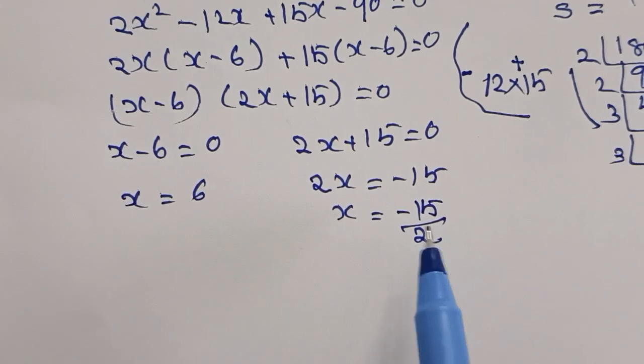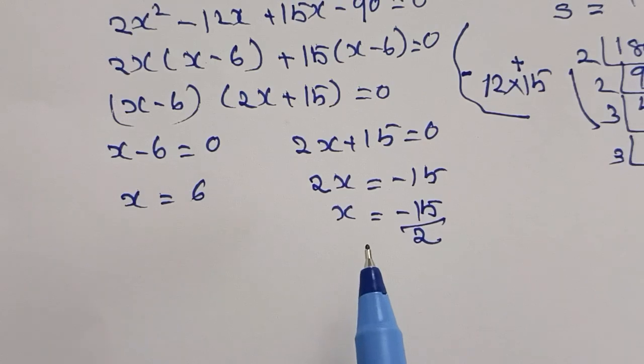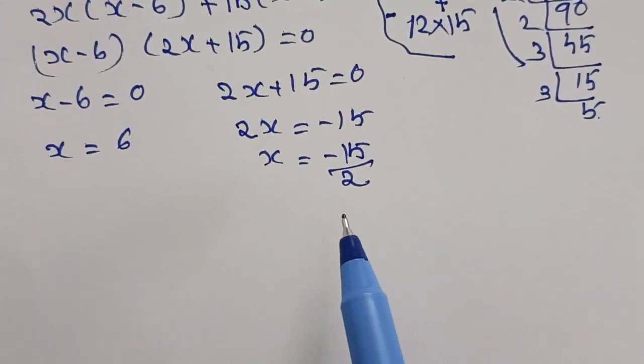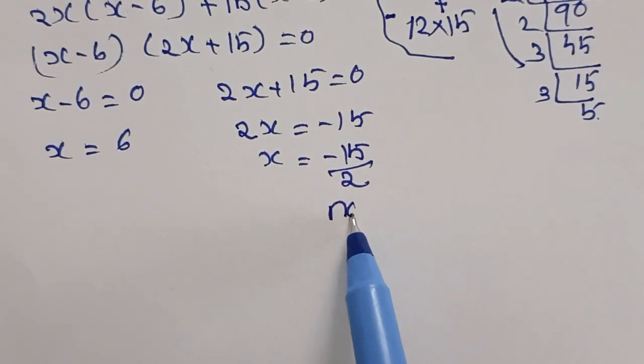Since it is having minus sign, it is not possible because it is the number of articles. x is the number of articles. Therefore this negative value is not possible.